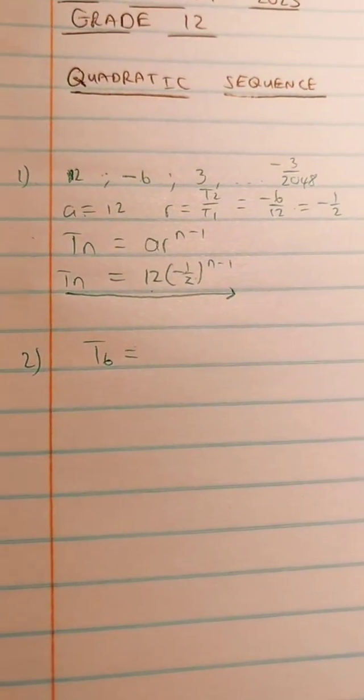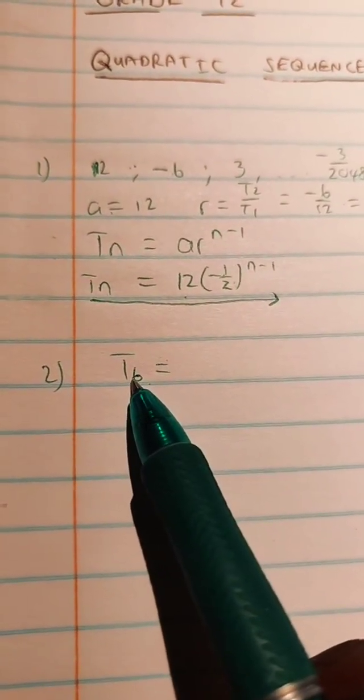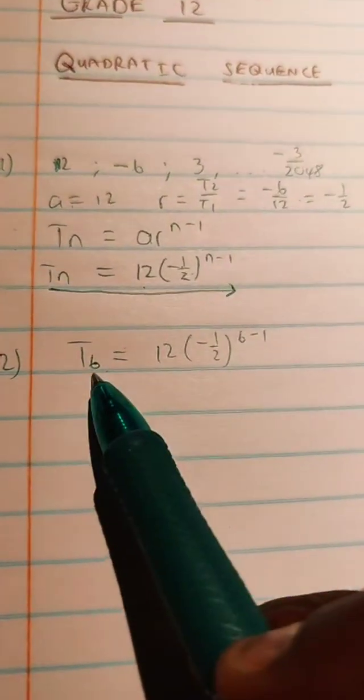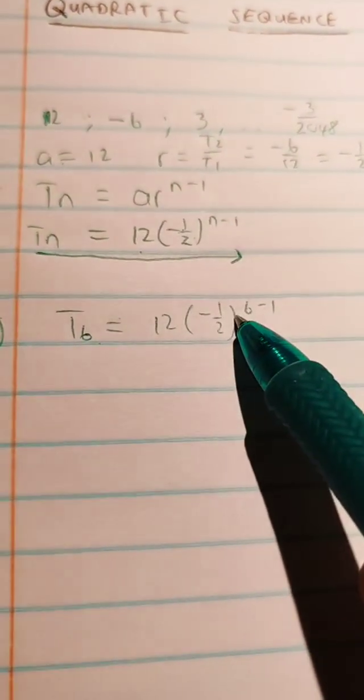The next question says, what is the sixth term? If they say, what is the sixth term, we know we want T6, and therefore we know what to do. We go to the general term and substitute 6 in the place of n, and in the actual expression itself we substitute 6.